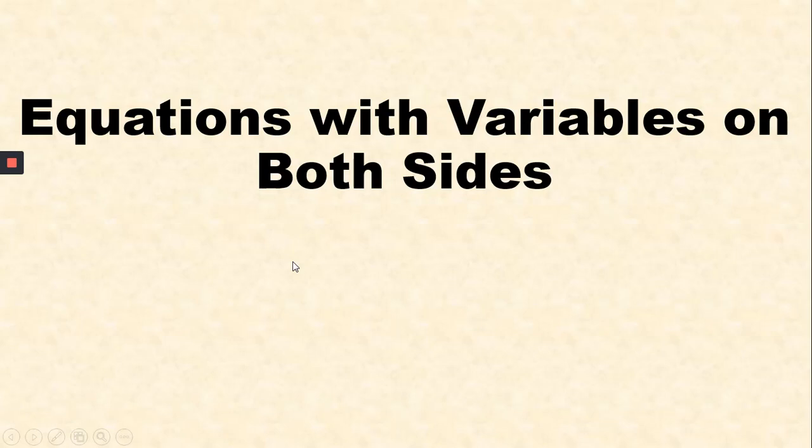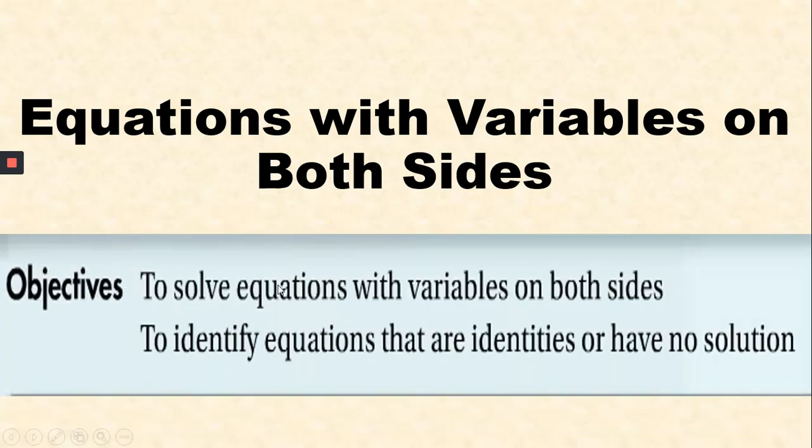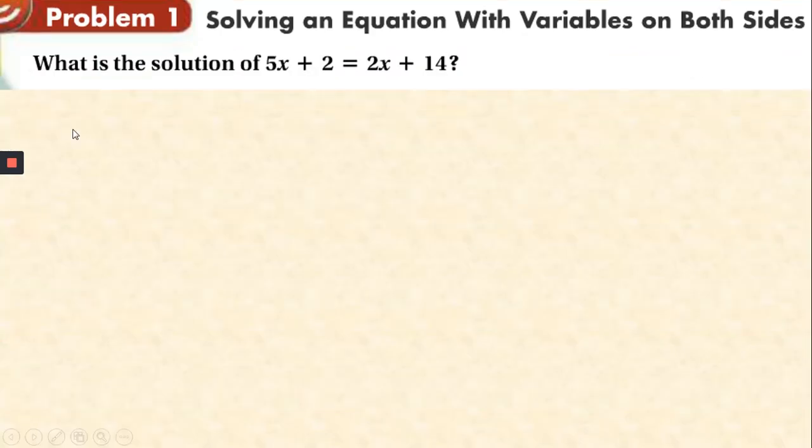Hello, this time we're going to discuss equations with variables on both sides. Our objectives here are to solve equations with variables on both sides and to identify equations that are identities or have no solution. Okay? So we have here one example. What is the solution of the equation 5x plus 2 equals 2x plus 14?